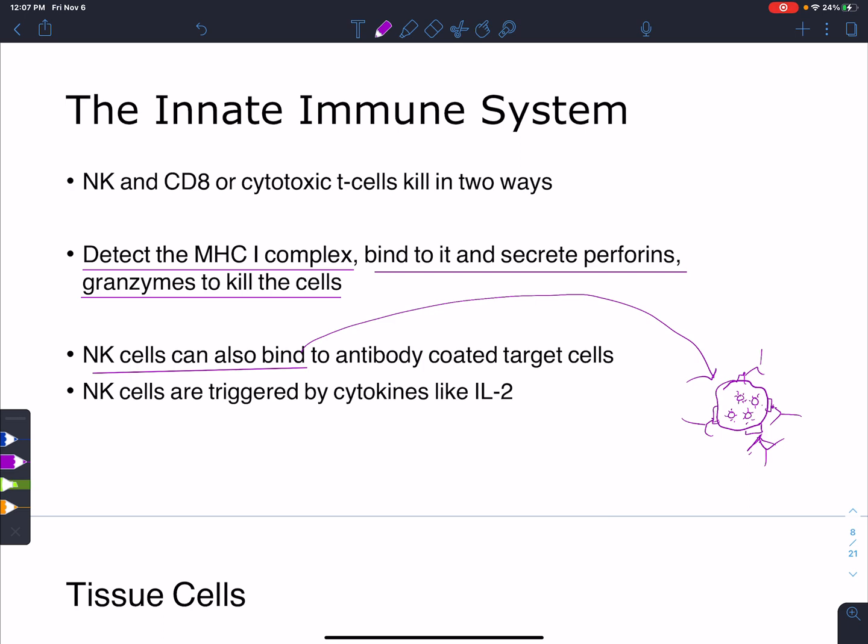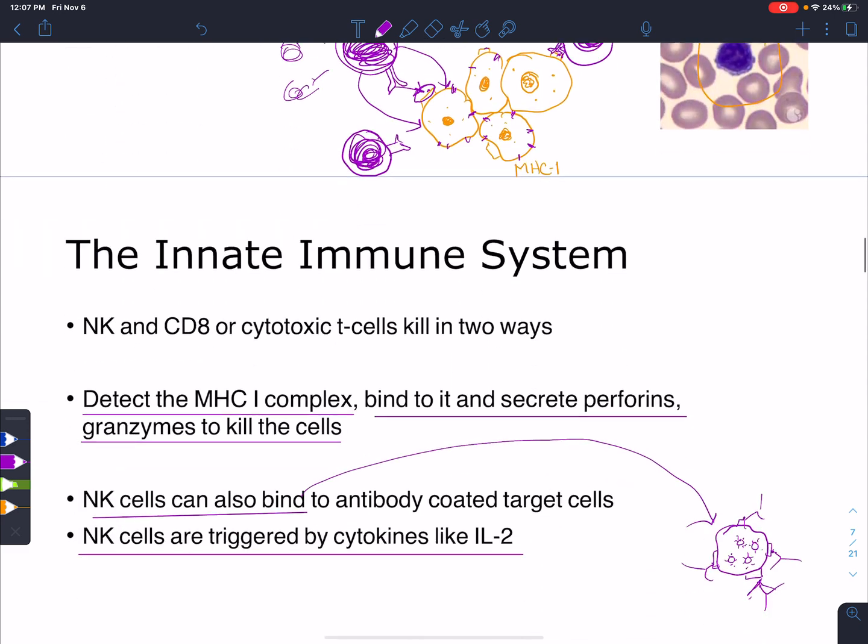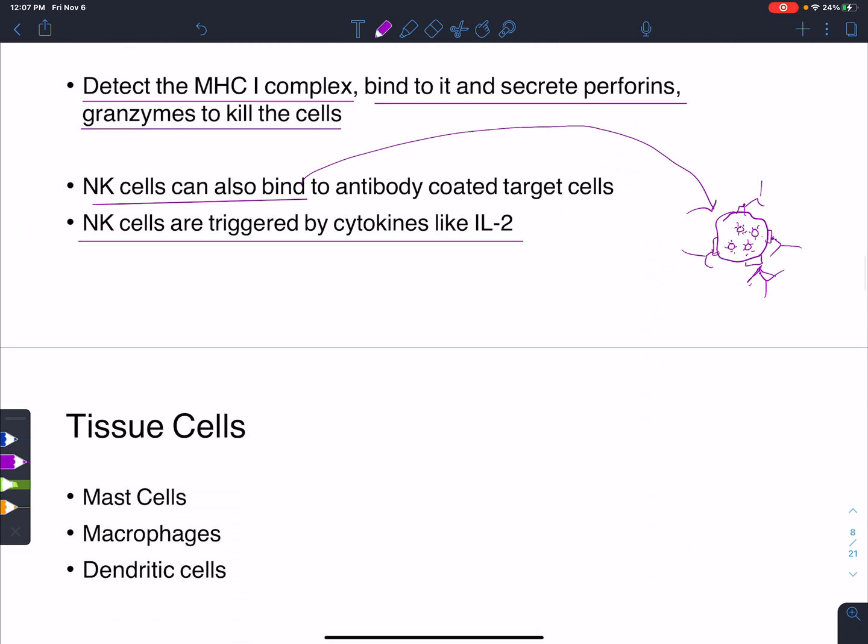Okay. These guys are also triggered. Notice when I said we're sending out. This guy's sending out his own cytokines for help. But these cells as well, sick cells, so to speak, will give off some of this. And those are our cytokines. And another one is interleukin 2. That's something that you might come across.